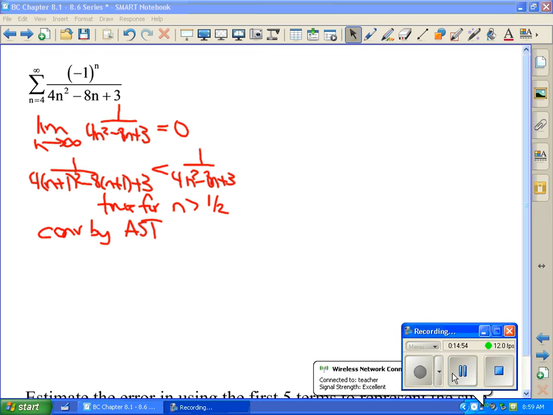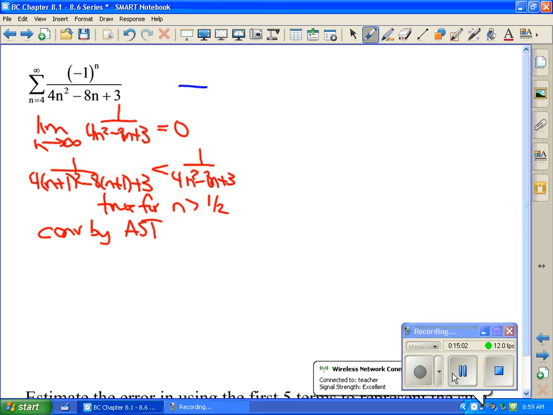I could also ask if it converges conditionally or absolutely. To determine that, we need to look at this without the negative 1 to the n. Without the negative 1 to the n, we have the sum from n equals 4 to infinity of 1 over 4n squared minus 8n plus 3. Again, I want to do this two different ways so you can see the comparison.